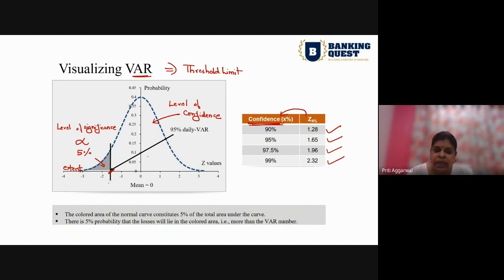So I say that yes, it cannot go beyond 120. There is only a 5% chance that it will go beyond, but up to what level it will go is not known. So the 5% probability is that losses will lie in the colored area, beyond the VAR.